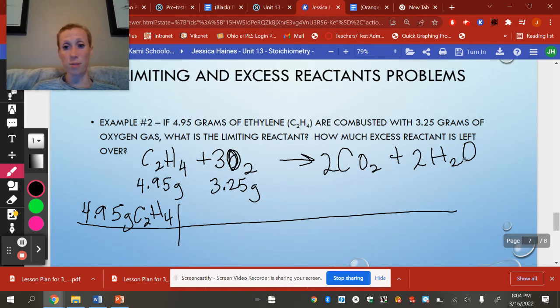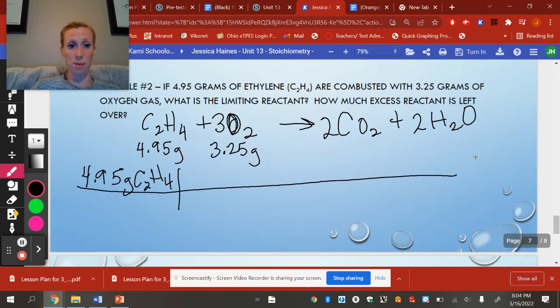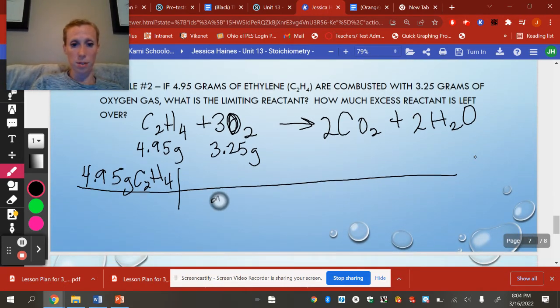So I know the molar mass of water already. I have that in my head. A lot of you probably do too. So I'm going to build it to that because I just know that one and I don't have to look it up. I'll have to look up ethylene though. C2H4.